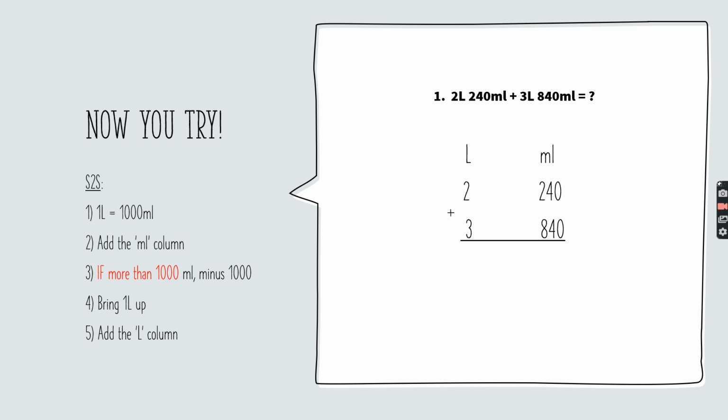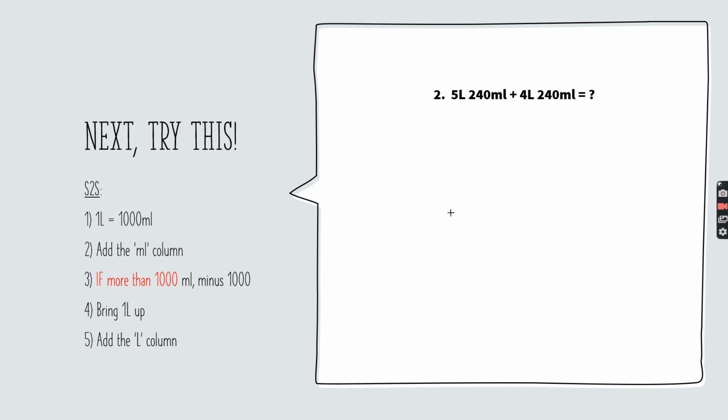Now you have to ask yourself, is it more than 1000 or is it less than 1000? If it's more than 1000, then you need to minus whatever you have got right here. You need to minus it with 1000 and check if it's less or more than 1000. Only if it's less than 1000, then you can put it back right here. And then don't forget to bring the 1 liter up over here at the liters column, and then you can add them all up. Now you should get 6 liters 80 milliliter as your answer.